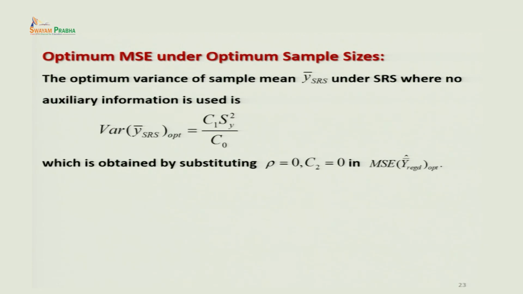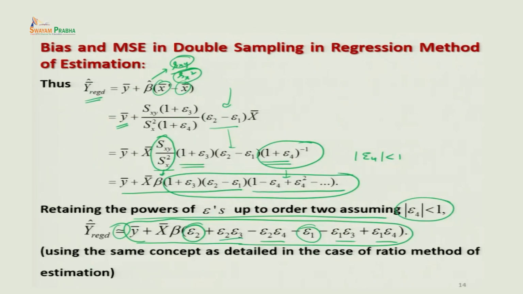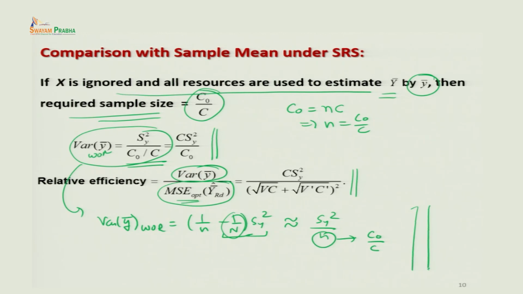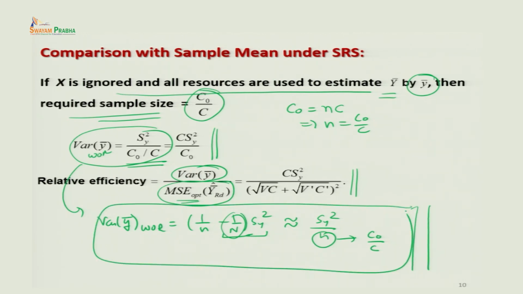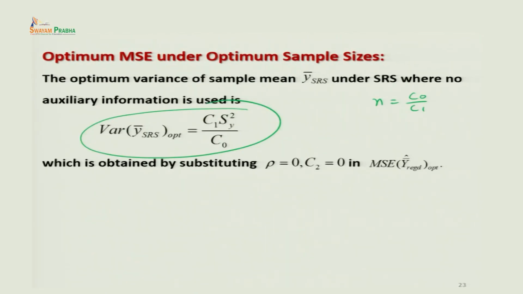Now, in case you want to compare it with the sample mean, as we have done in the case of the ratio method of estimation, I had shown you there that n is going to be C0 upon C1, the same setup. So the variance of SRS that we have just obtained is like this. This is what we had obtained as the variance of y bar. Now I am simply using it. It is simply a repetition of the same thing.